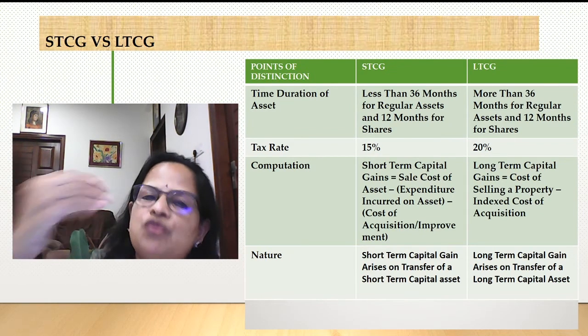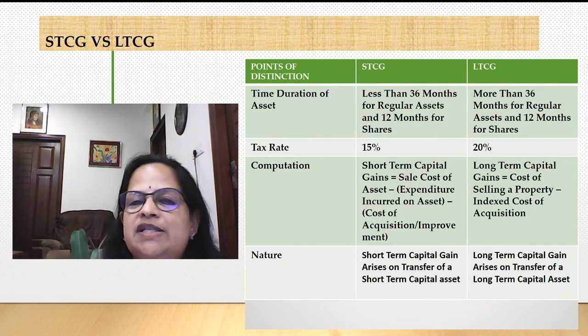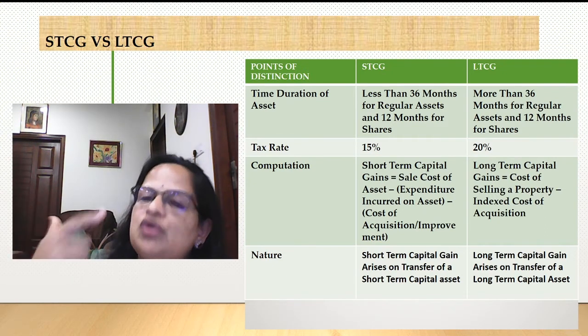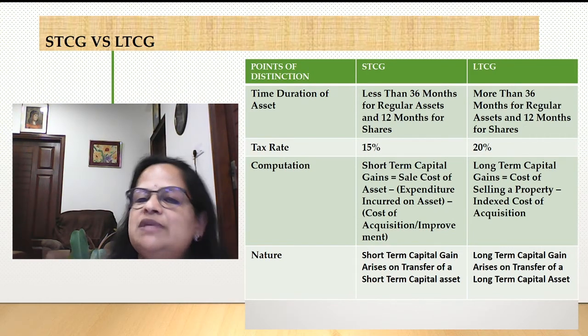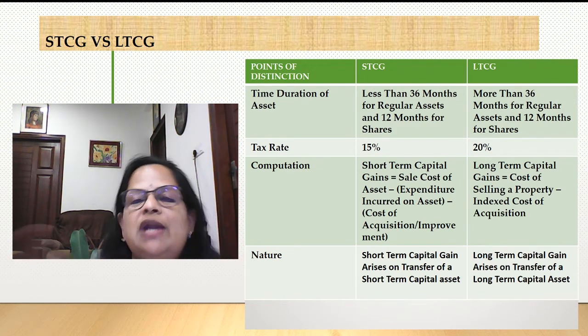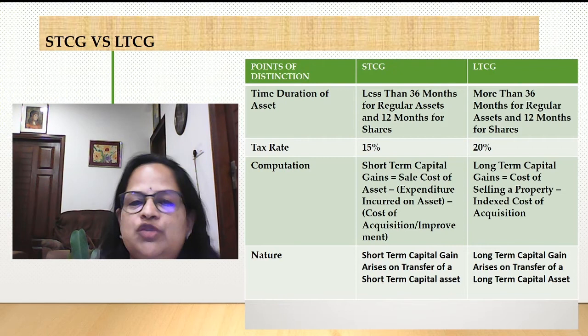Points of distinction, 4 points I am giving. First, time duration of the asset. Short-term capital gain, you know that, usually it's 36 months, but 12 months in the case of shares. You can add that 24 months in the case of land and building also. LTCG is more than 36 months in the case of regular assets, 12 months for shares, and 24 months for land and building or unlisted securities. Now the tax rate, as I told you: short-term capital gain is usually 15%, long-term capital gain is 20%.